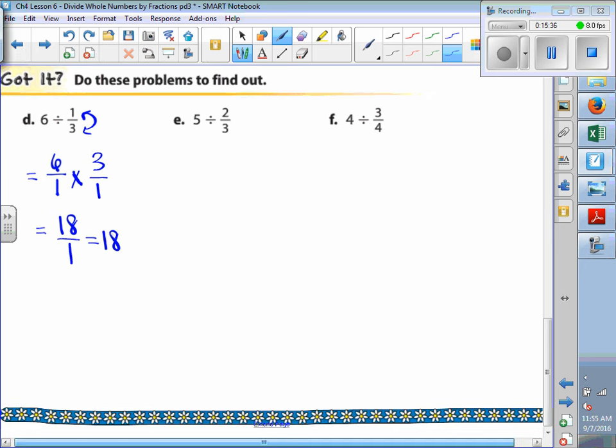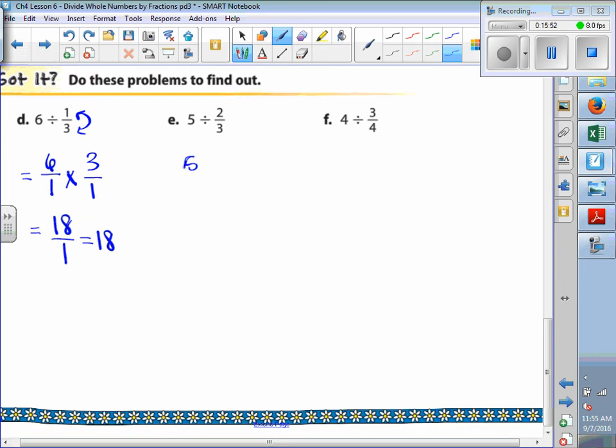How about letter E? What am I going to do first? Well, first thing I'm going to do is change that 5 and put it over 1, right? Okay. And then you're going to change the division to multiplication. And then what's going to happen to the second fraction? Flip it. It becomes the reciprocal, right? So this is going to be equal to what? 3 halves.